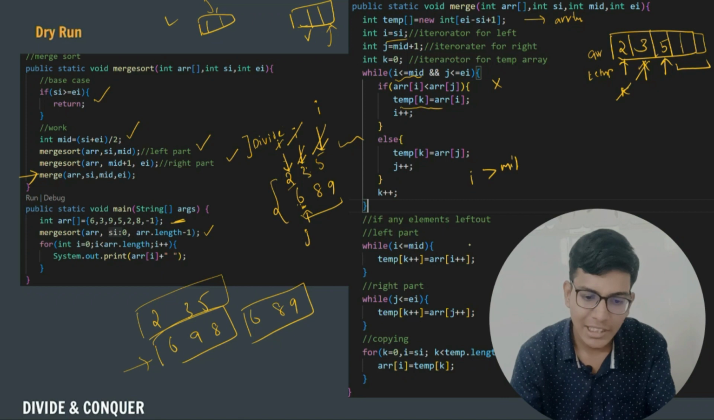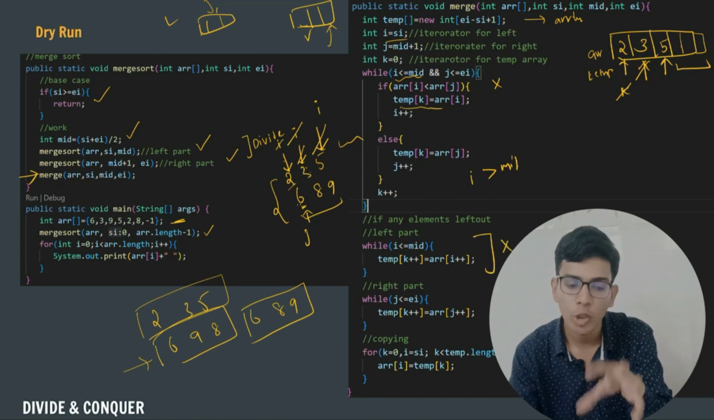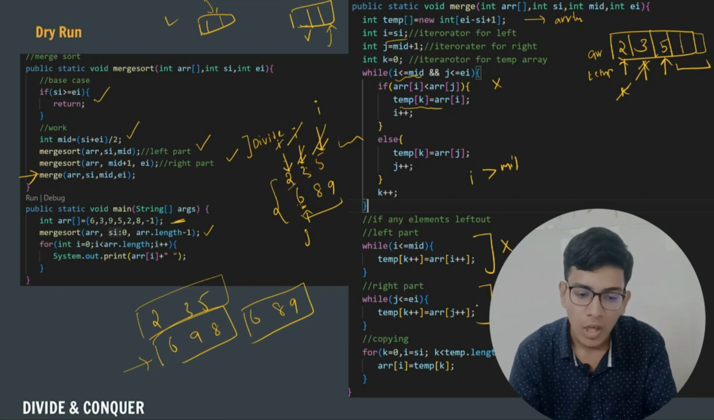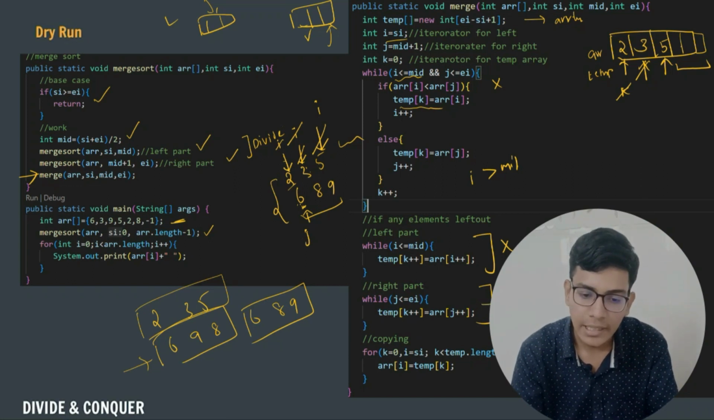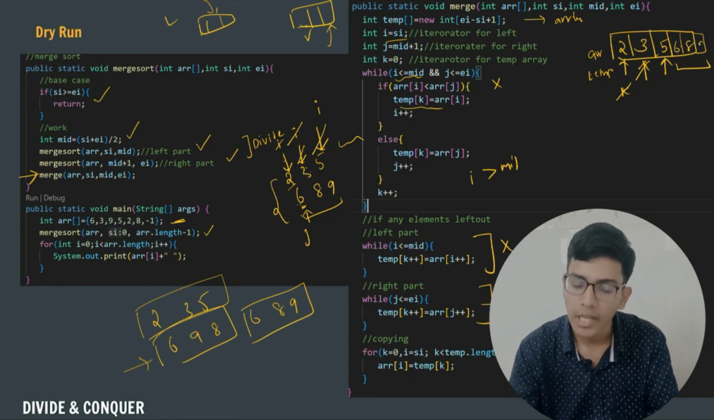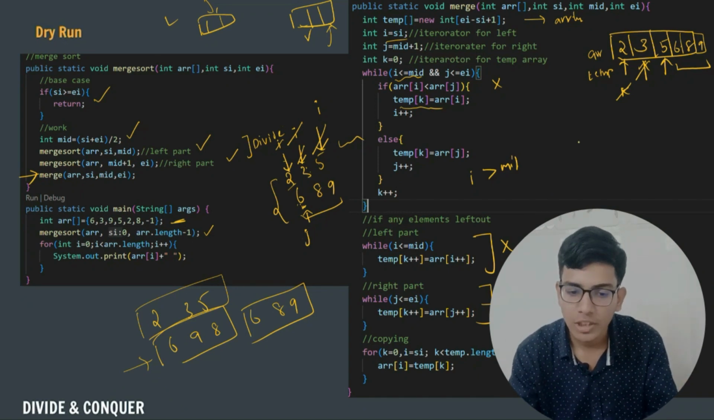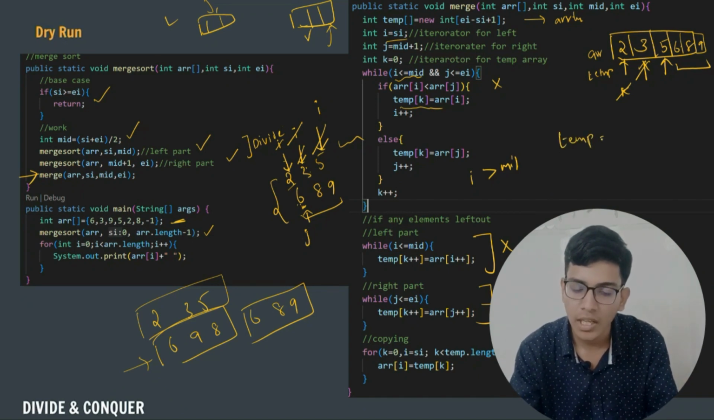So this condition will be false, and this loop will not get executed, but this loop will get executed. So this loop will add 6 8 9 in my temporary array. So this is how the temporary array will hold. And this is my temporary array, right? The temporary array is 2 3 5 6 8 9.